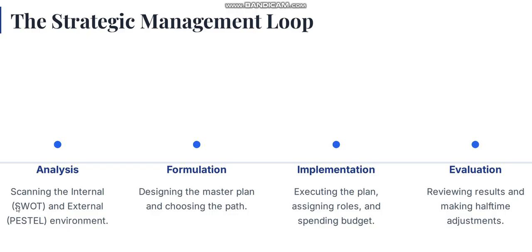Formulation: designing the master plan and choosing the path, right? Of course you should have a really good plan. What does it mean? It means that when it comes to having a plan, you consider all the environmental or formulation factors, and that could be a strategy. Of course, businesses mostly look at the goals, visions, and missions, and adopt the best strategy.